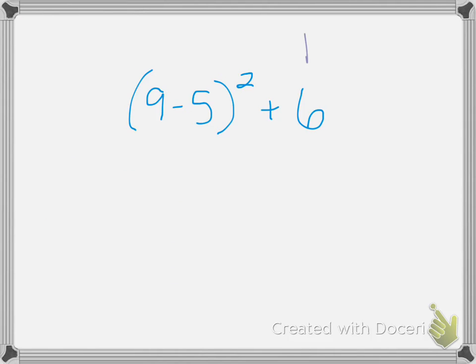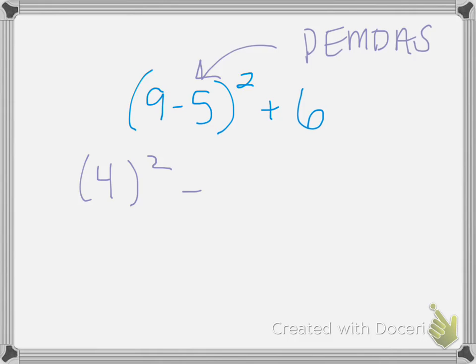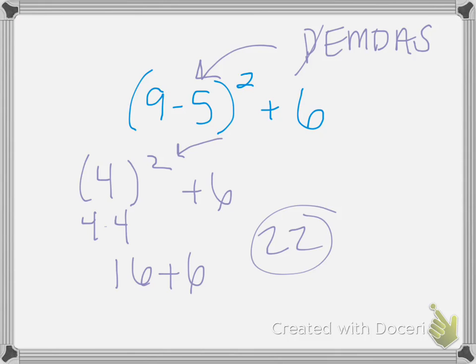Okay, so I'm going to write my little PEMDAS up here again. Okay, so parentheses. So I'm going to do inside my parentheses first. 9 minus 5 is 4. I don't have any more parentheses that I can do inside because that is completely done. So now E is exponents. That squared is telling me there's 2 of them. So 4 times 4. 4 times 4 is 16. And then we just have our addition, so 16 plus 6, which is 22. So that is my answer.